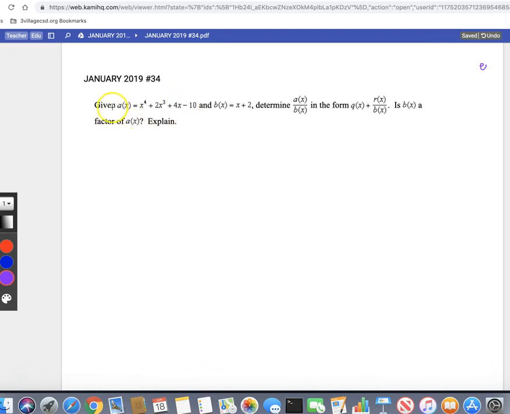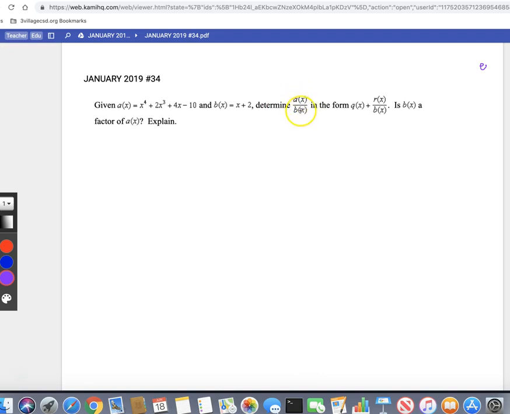In this problem, we are given that a of x equals this fourth degree polynomial and b of x equals x plus 2. We have to determine a of x over b of x in the form q of x plus r of x over b of x. And then after that, we have to determine is b of x a factor of a of x, and we have to explain this.